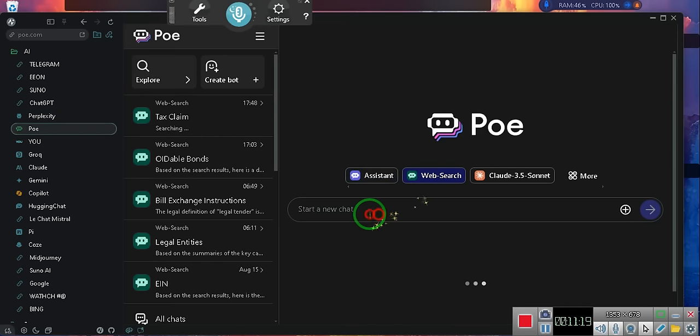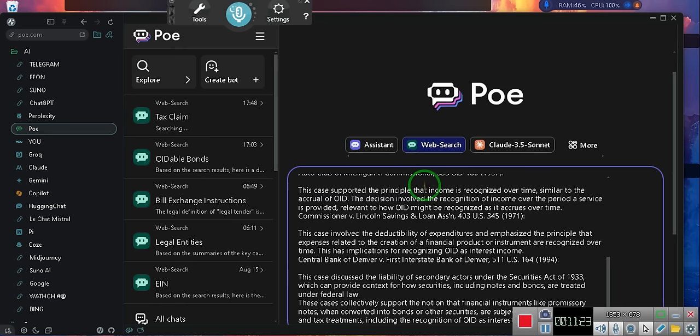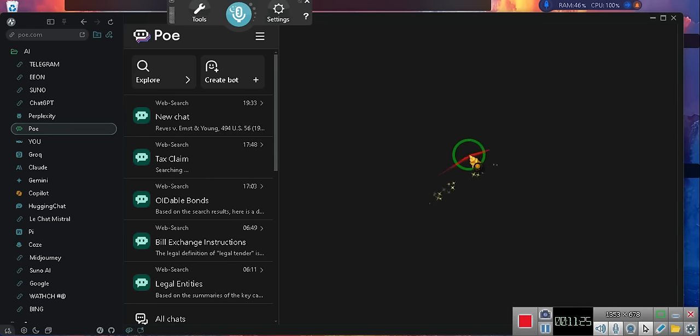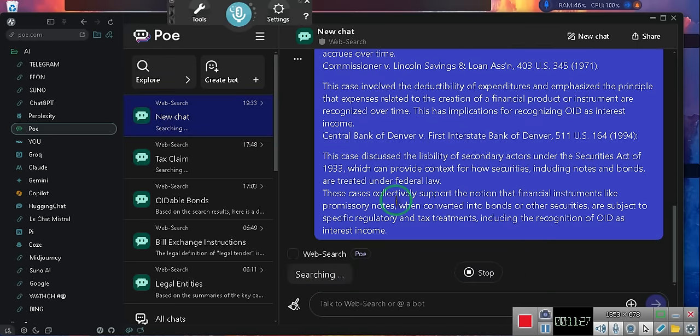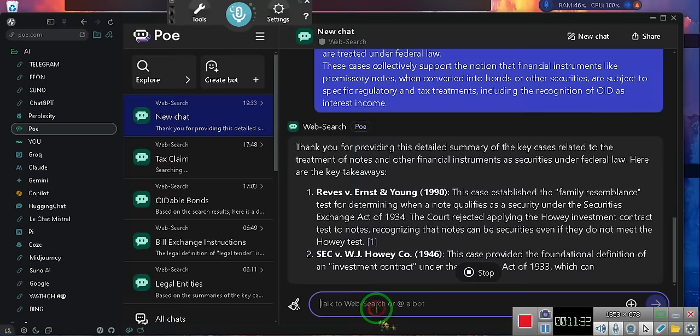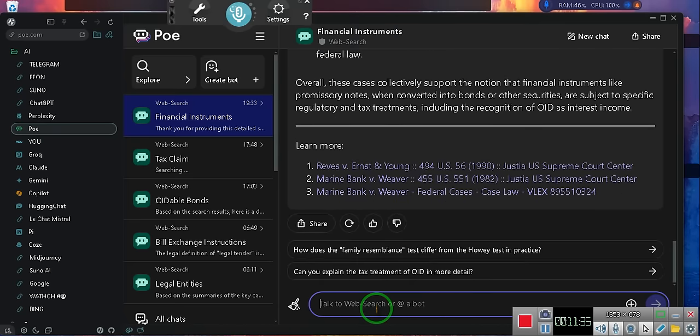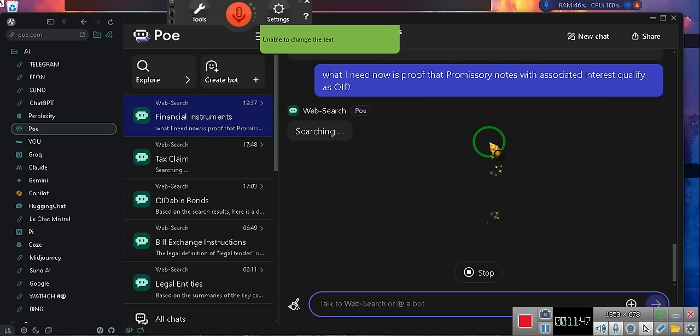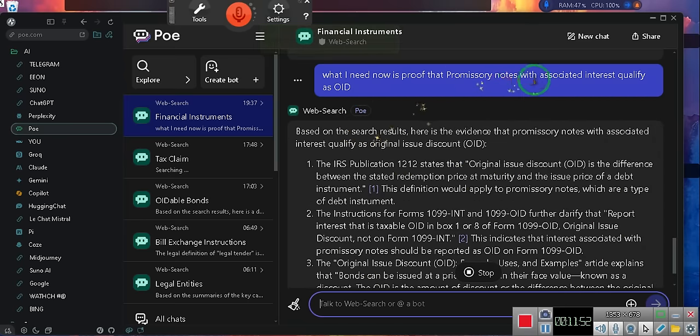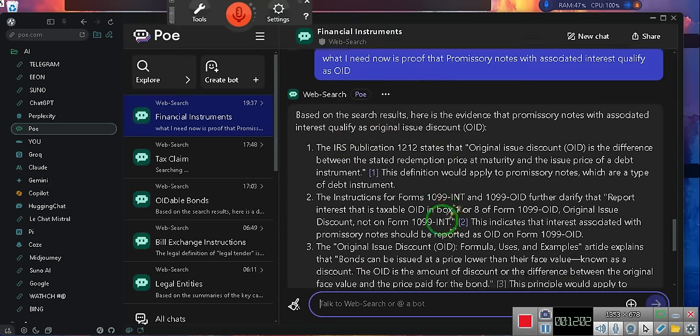Poe, what up, homie? We're going to do a web search. Now I got a question for Poe, okay? Wake up. Okay, ladies and gentlemen, what I said is what I need now is proof that promissory notes with associated interest qualify as OID. Based on the search result, here's the evidence that promissory notes with associated interest qualify as OID.